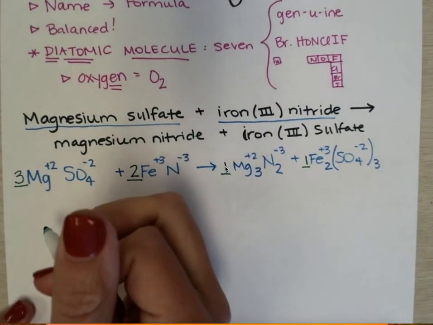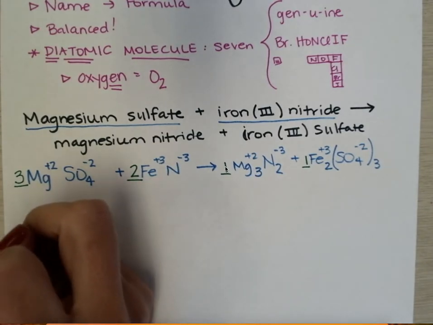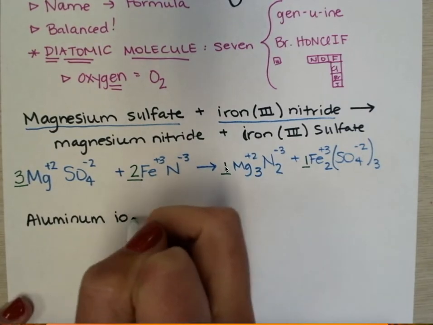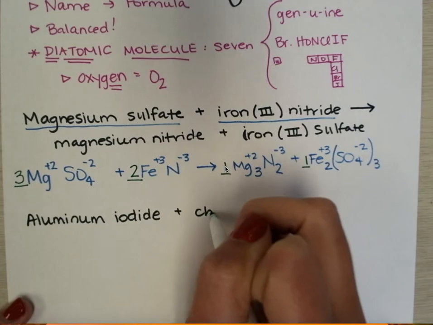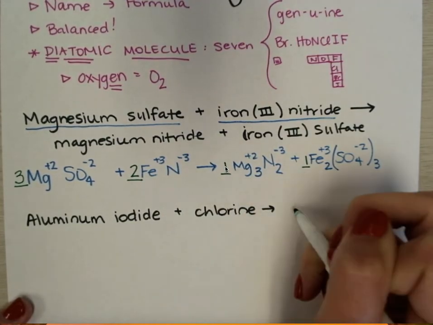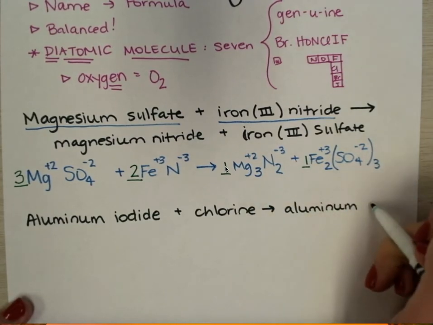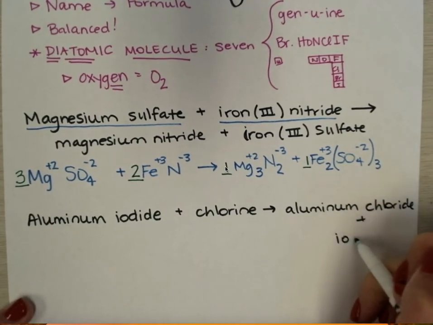Let's do aluminum iodide reacts with chlorine. And that's going to produce some aluminum chloride and iodine.